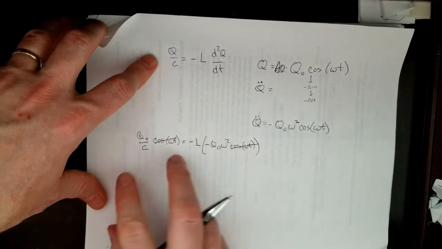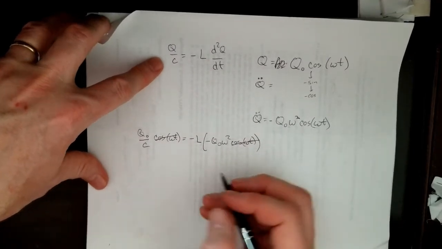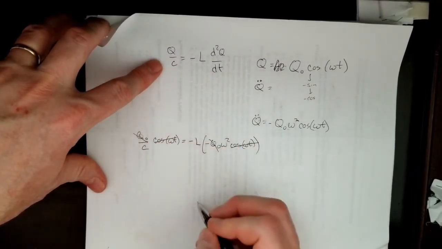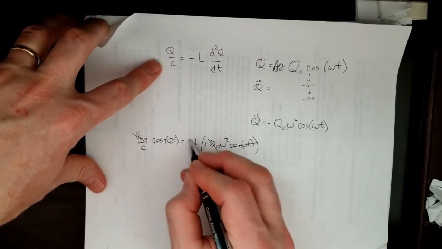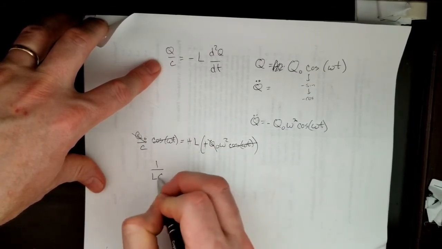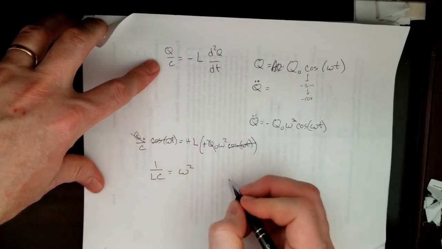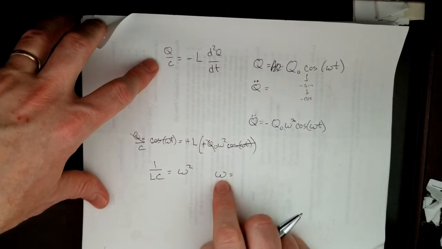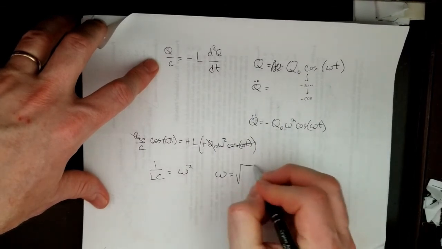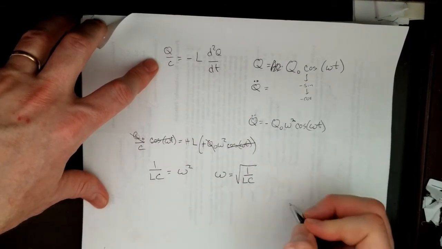Technically, you're not canceling, you're comparing coefficients, but good enough for physics. The initial charge on it really doesn't matter. And what we're left with is the two minus signs cancel out. So 1 over LC is equal to omega squared. So the angular frequency is equal to 1 over the square root of LC.